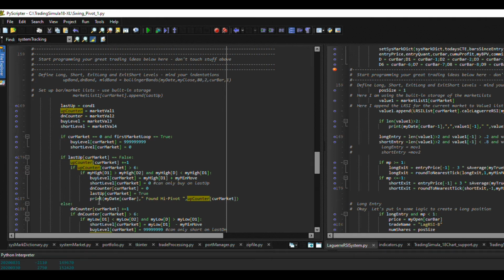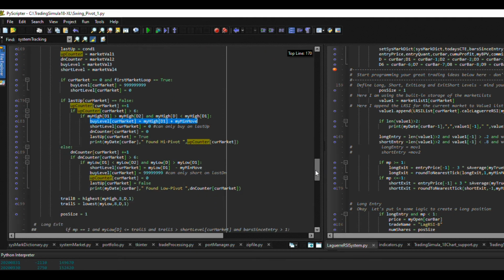So let's get back to the algorithm and the code. So I've discovered a high pivot. Now I'm going to look for a low pivot. And I set my buy stop level, my buy level, to the high of that pivot plus a min move. Okay, so I'm going to go down here and start looking for a low pivot. So I'm going to start counting the bars. Down counter plus equals 1, which is a unary operator. It just automatically increments it whenever I go into this logic.